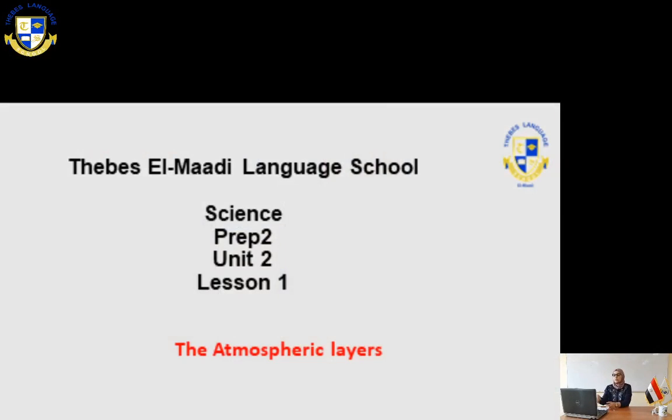We are going to cover lesson 1, unit 2, the atmospheric layers. First, if we want to know in this lesson the atmospheric pressure and the atmospheric layers, first the atmospheric pressure. If we want to know the meaning of atmospheric pressure, we have to know what's meant by the atmospheric envelope. What is the atmospheric envelope? It is a gaseous envelope which rotates around the Earth, around its axis by the effect of the gravity.